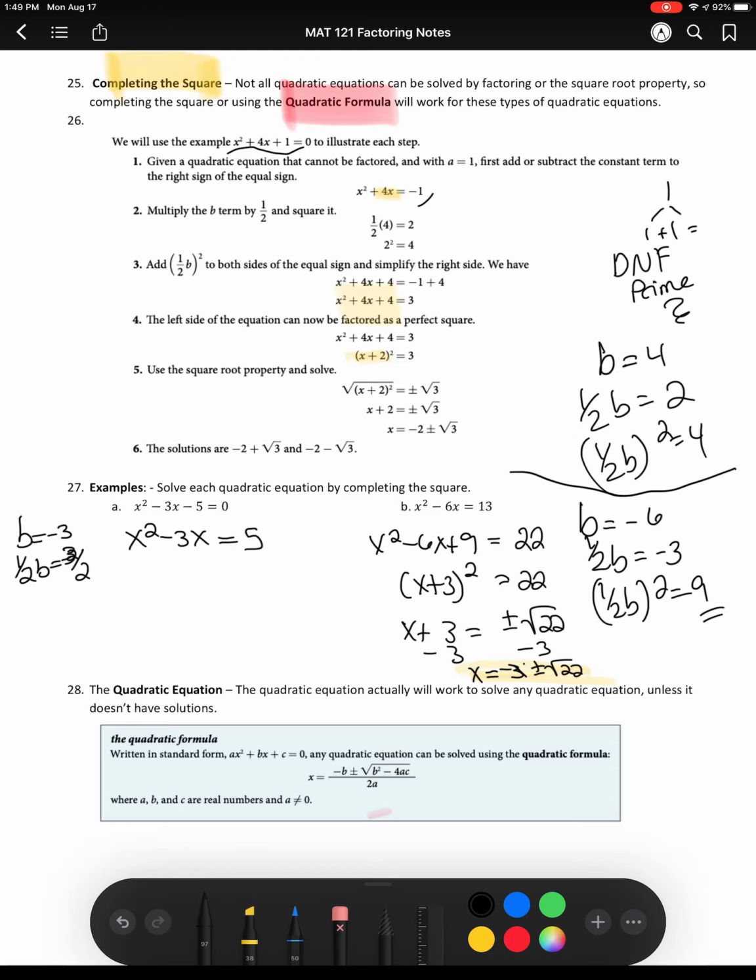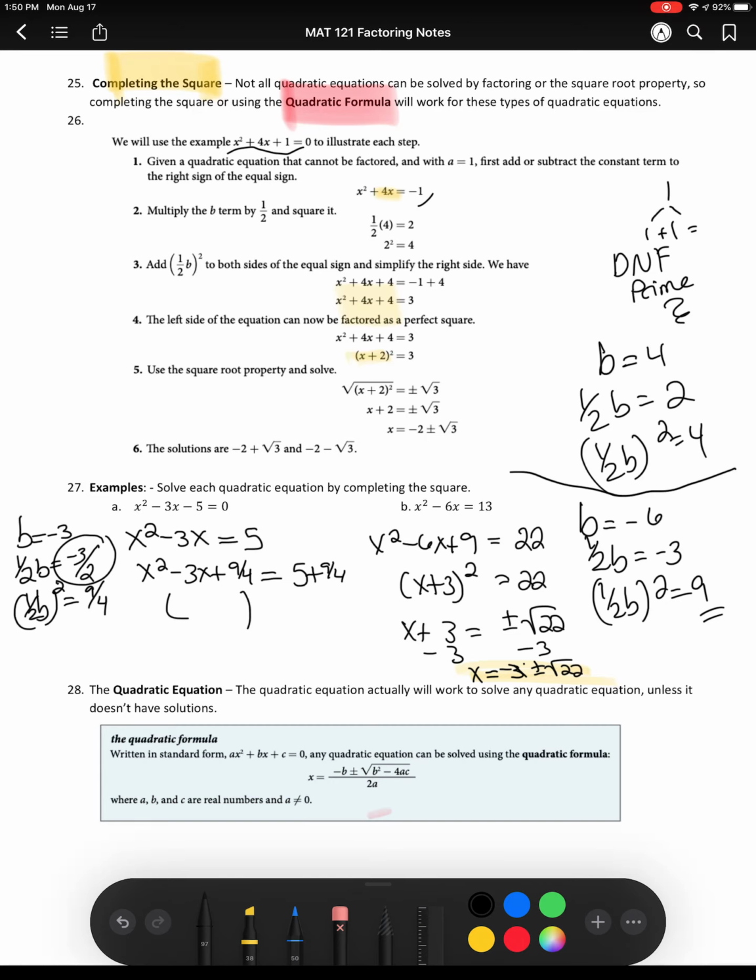Oh yeah, let's come back to part A. I stopped here because you end up with a fraction, and I didn't want to start off right away with a fraction. But our b is negative 3. Half of that would be negative 3 halves. Half of it squared is 9/4, and I think it helps to write these notes on the side, because you'll sometimes refer back to them for the next step. So I'm adding 9/4: x squared minus 3x plus 9/4 equals 5 plus 9/4. So break out the calculator for that.